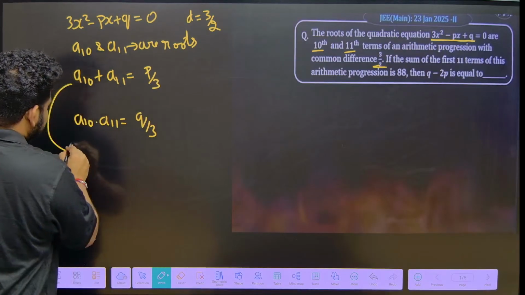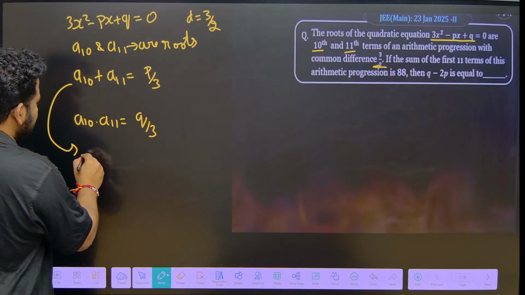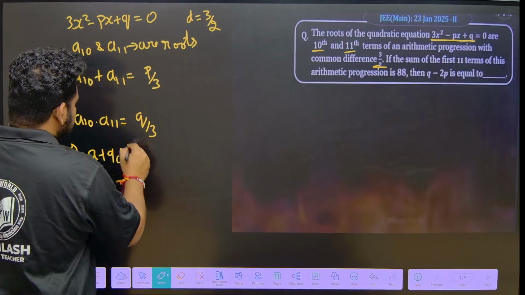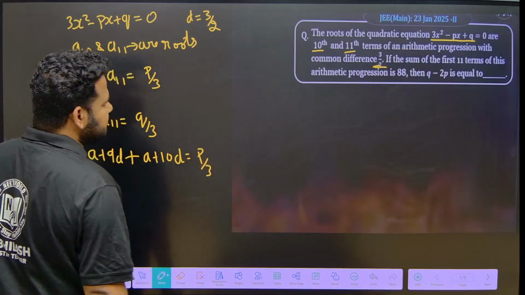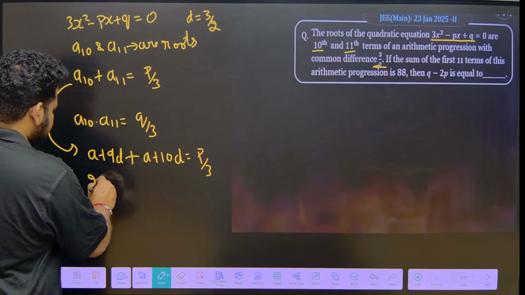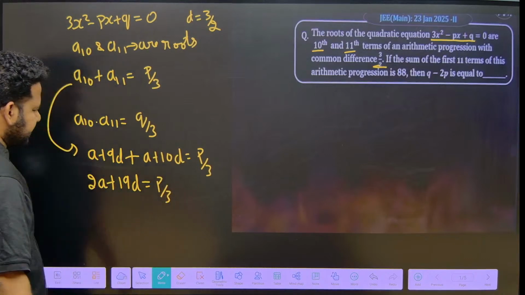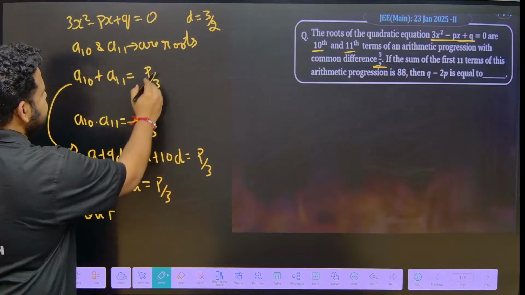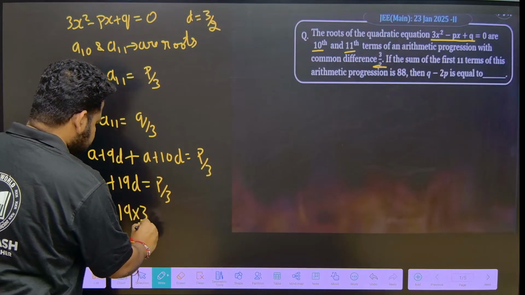Okay, now a10 plus a11 is equal to p by 3. So what can I do? a10 is nothing but equal to a plus 9d, plus a11 is a plus 10d, is equal to p by 3. Okay, a plus a is 2a plus 19d is equal to p by 3. And d is given as 3 by 2. Let me write it as 19 into 3 by 2 is equal to p by 3.